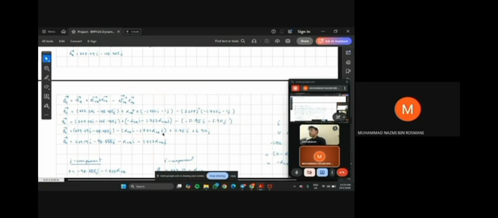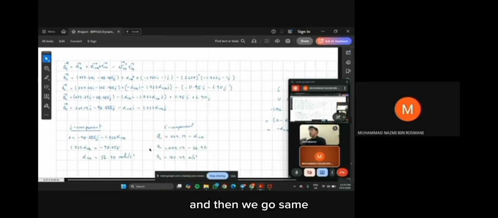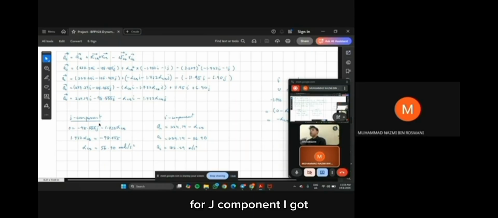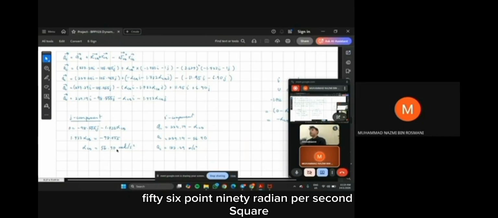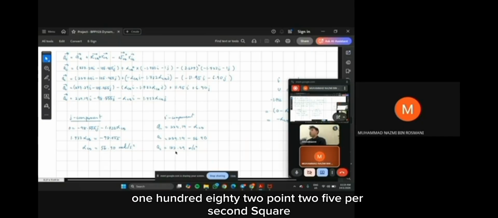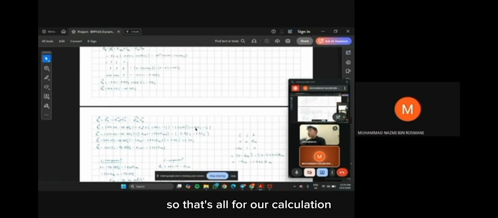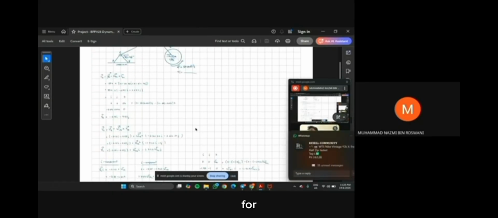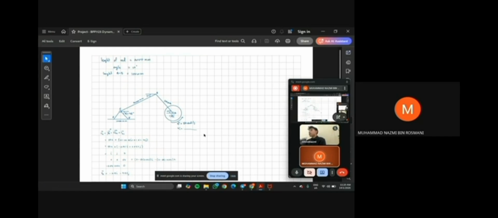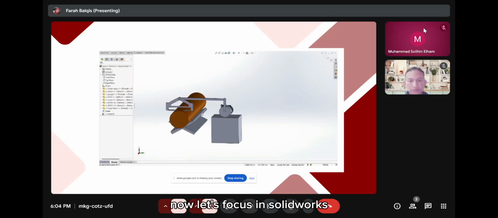J component together, exclude this, and then we got this, and then we go separate for J component and I component. For J component, I got alpha CB, which is 56.90 radian per second square, and I component, I got acceleration 182.25 meter per second square. So that's all for our theoretical calculation for our project. Thank you. Now, let's focus on SolidWorks.